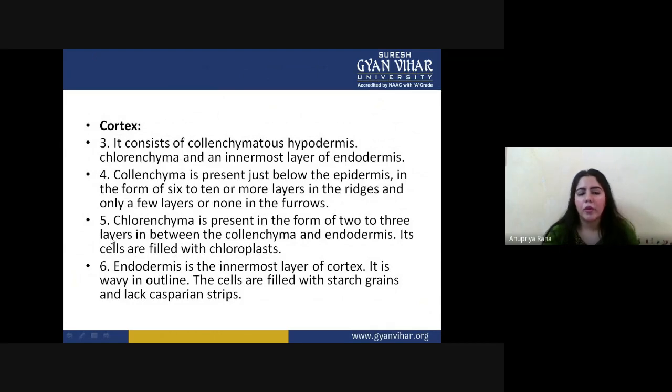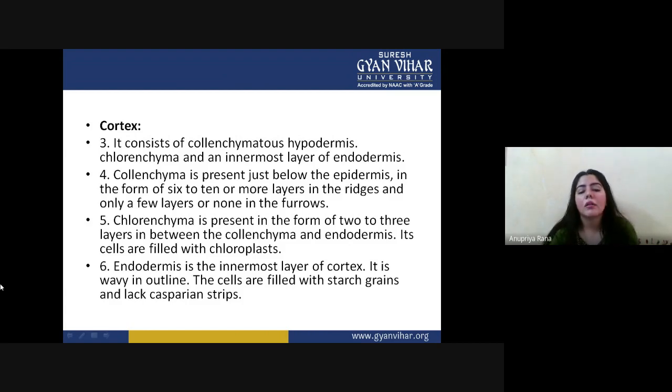Now we will see the fifth point here. Chlorenchyma is present in the form of 2 to 3 layers between the collenchyma and endodermis. After the whole collenchymatous hypodermis layer, there will be 2 or 3 layers of chlorenchyma cells. If chlorenchyma cells are present inside the stem cortex, then you can say that the stem has the capacity to perform photosynthesis. Not only the leaves, but also the dicot stem itself can perform photosynthesis and make its own food.